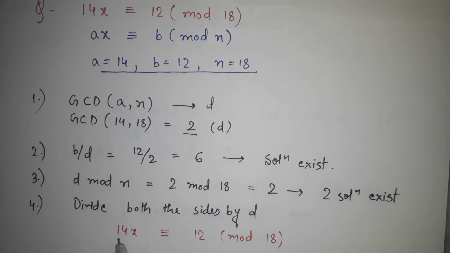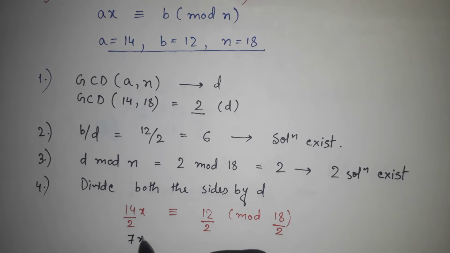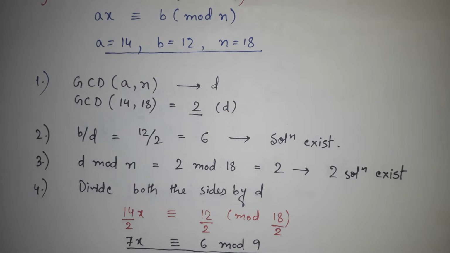So I will divide both the sides, all the numbers by 2. Dividing them, I will get 7x is congruent to 6 mod 9. Right, I will get this equation that 7x is congruent to 6 mod 9. Now I have got this in the 4th step. From the 5th step I will take this equation and carry out. This is my 4th step.